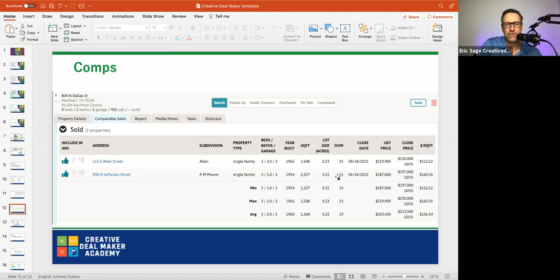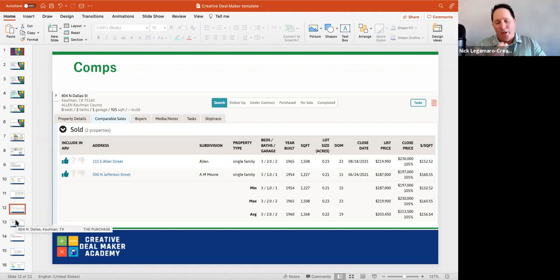So these two properties sold in 15 and 23 days. That's pretty quick. Those were fully renovated, I think, weren't they? Or one was and one wasn't. Yeah, I think they were pretty renovated. But we're going to look at the pictures here, and I want to show you exactly why I didn't rehab this property in a second.